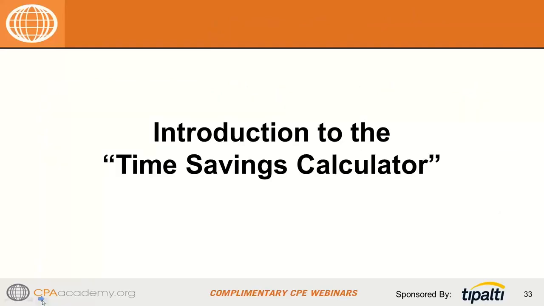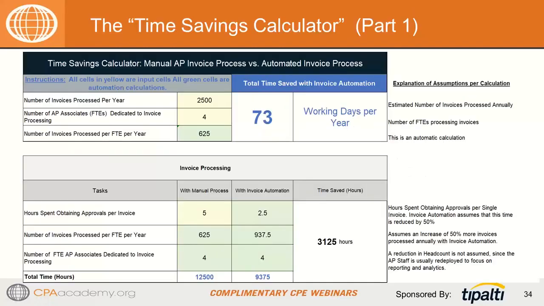All right, now we're going to talk about the time savings calculator. And this is really a way to look at what automation can bring to your accounts payable process. And we're not looking at dollars, which can certainly be another aspect of this calculator, but we're looking at how many days could possibly be saved a year. And this is all fictitious data.